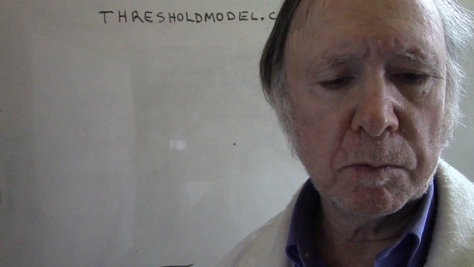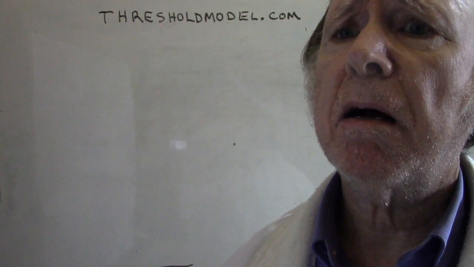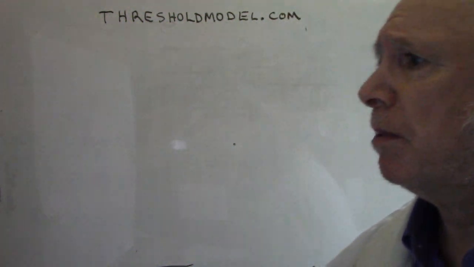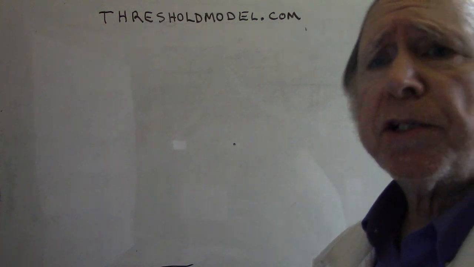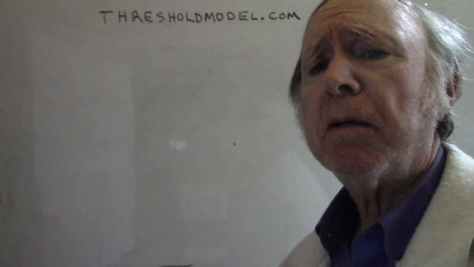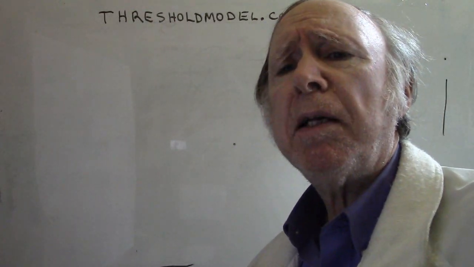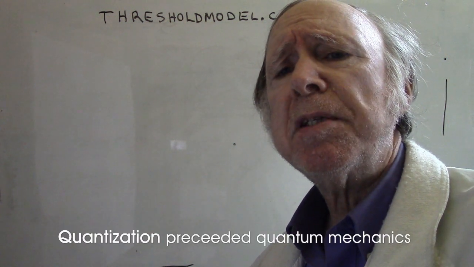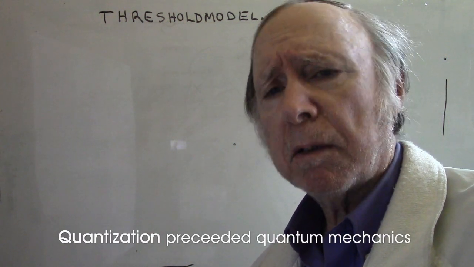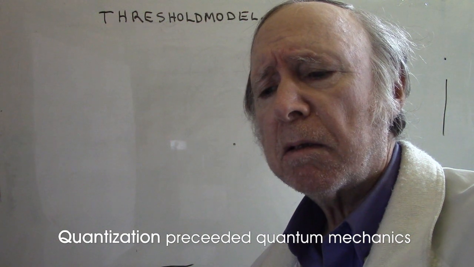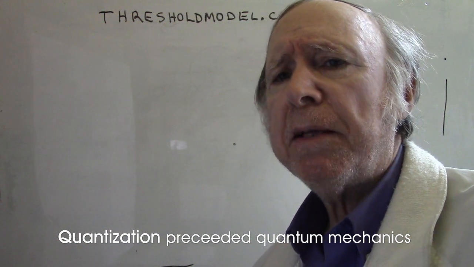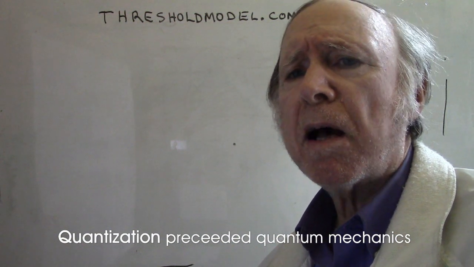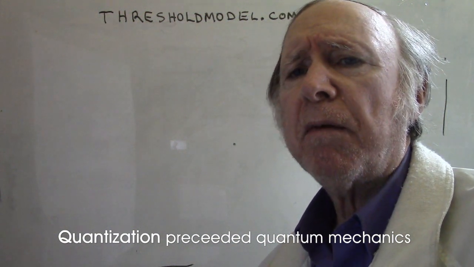So we're going to look starting at J.J. Thomson's work on the charge to mass ratio of the electron. You see, quantization in general preceded quantum mechanics in the atom and the quantized charge idea of the electron.